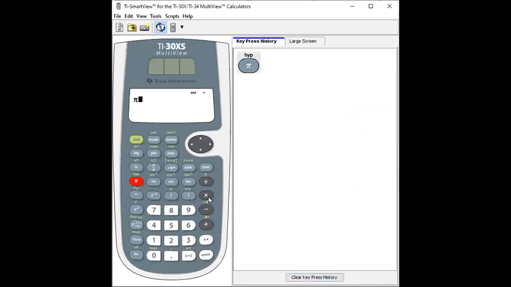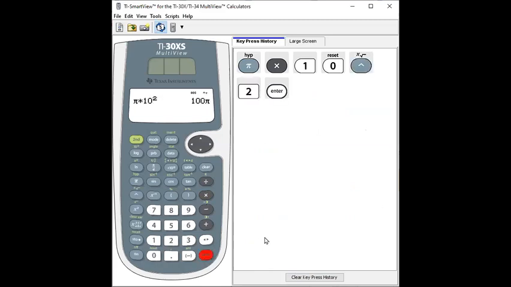Pi times 10, up arrow 2. Enter. There's your answer. And what if you're supposed to round it to the nearest tenth? What if it does not say to leave your answer in terms of pi?